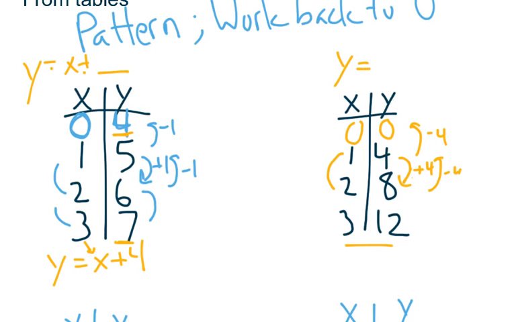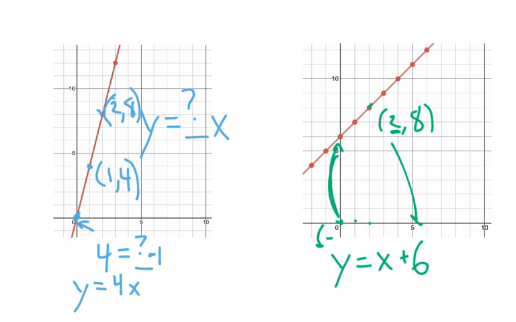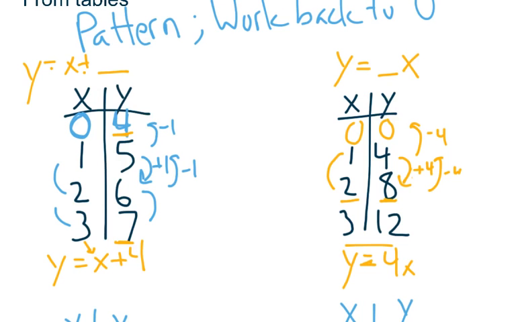So this means it has to be y equals something x. Well, again, I can use the same trick I was using before. Just figure out 2 times what is equal to 8, and that would have to be 4. So we're back at y equals 4x. So it's the same one as this guy, but in table format.